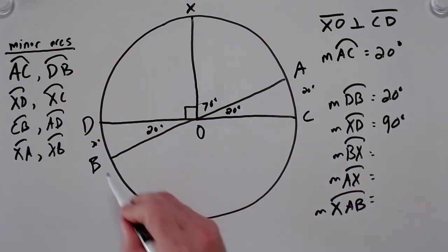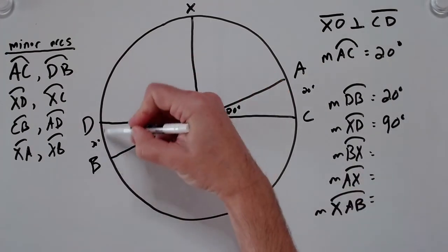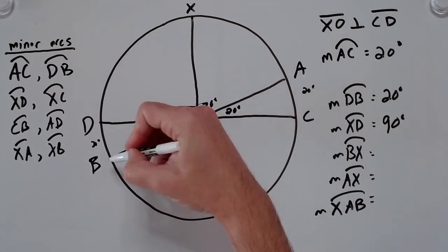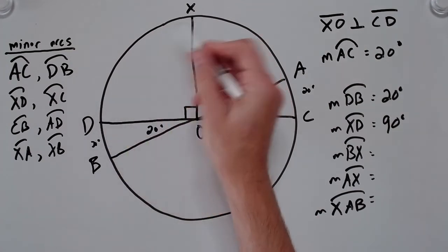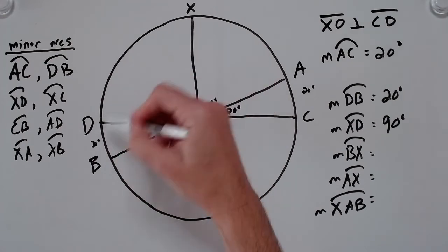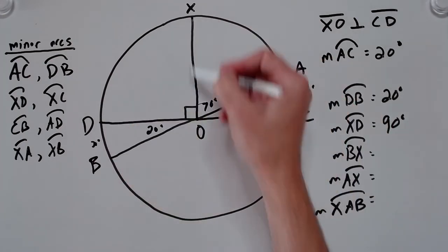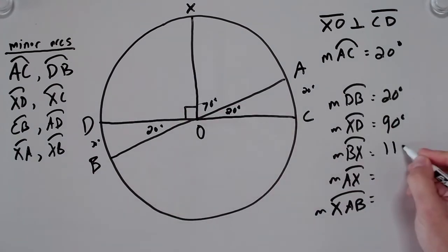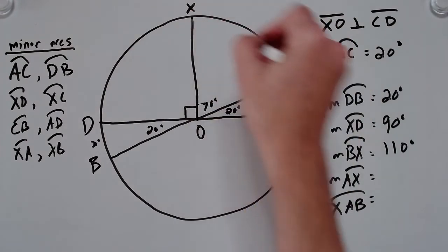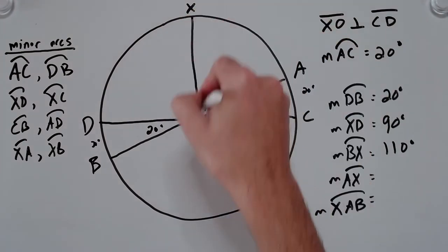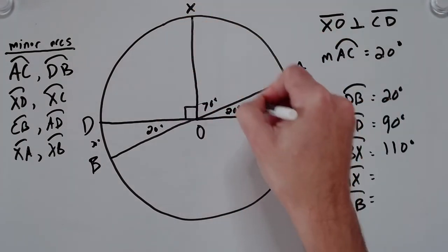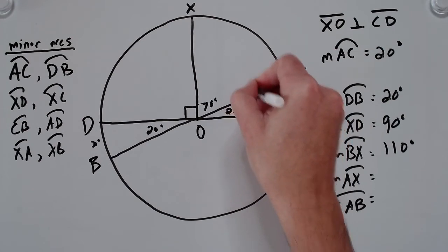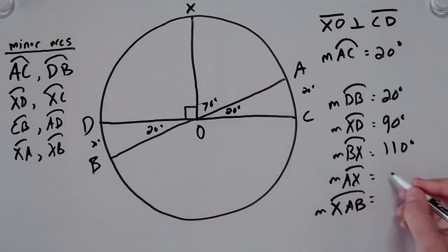BX. Where's BX? So from B all the way to X. We know that when we have non-overlapping adjacent arcs, you just add them together. So we have 90 here and 20 here. So there's that math I couldn't do earlier. 110. AX is from here to here, which we already figured out because this was 90, right? And this was 20. So the remainder must be 70. And we kind of wrote that in there already.